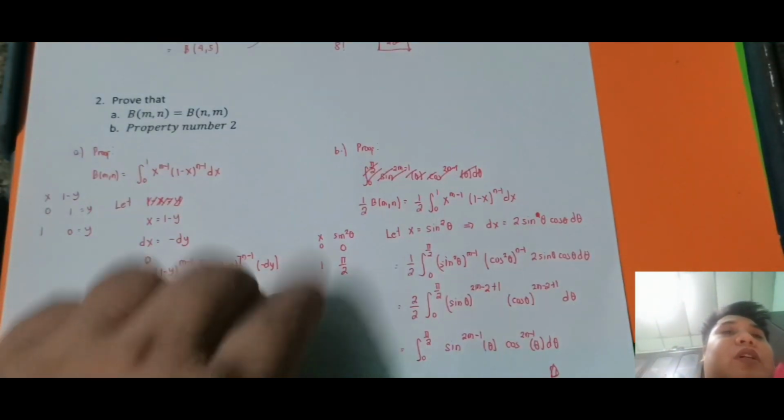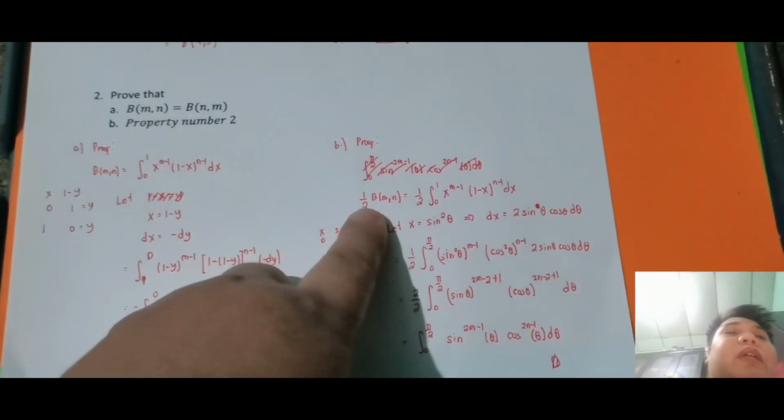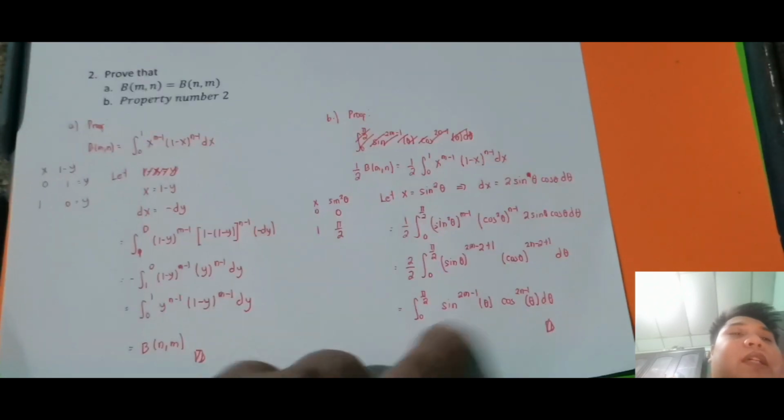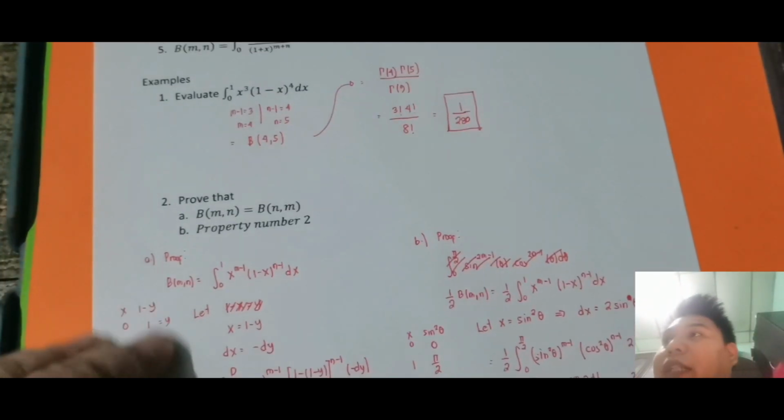So therefore nakuha ko siya. Yung 1/2 ng beta ng m, n is just equal dito. So tama siya dito. Okay, so basic. Proceed na tayo sa example, I guess, para mas maintindihan natin lahat. So ito medyo madami, pero kakayanin natin i-solve lahat yan. Huwag kayo mag-alala guys, kayang-kaya natin yan. Okay, so proceed agad tayo sa napakahirap ng mga example.